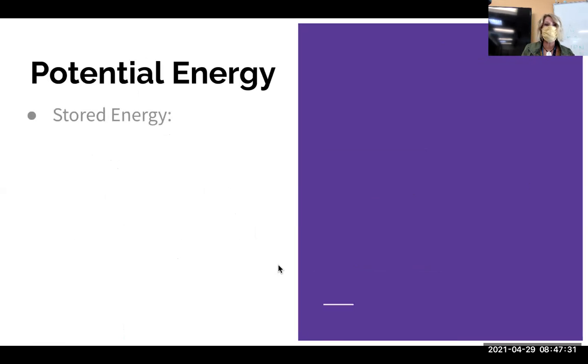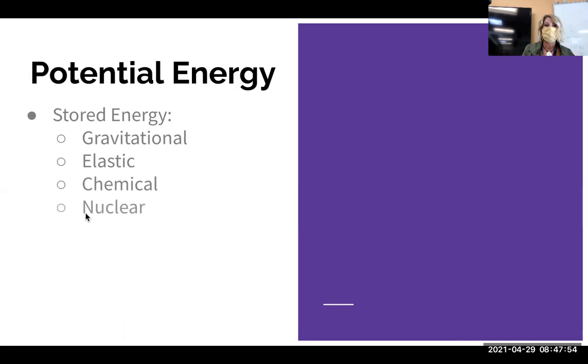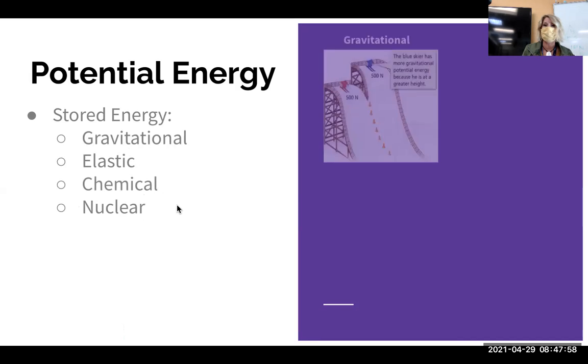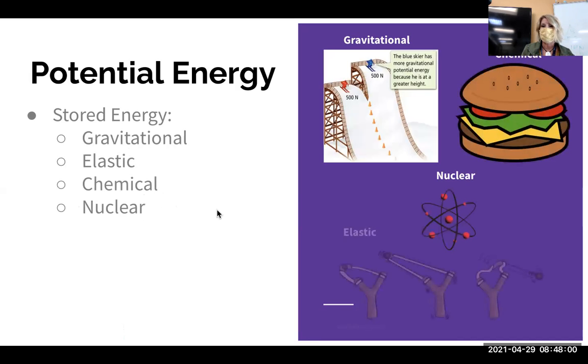All right, so potential energy is basically just stored energy. And there are lots of different types of potential energy. We're going to spend some time on the next slide talking about gravitational potential energy. Elastic energy is the amount of energy stored in an object that maybe has been stretched or compressed, like a rubber band. Chemical energy, energy stored in the bonds between atoms in a molecule. Nuclear energy, we kind of already talked about that. It's the energy stored in the nucleus of an atom. And then I just had a couple of pictures.